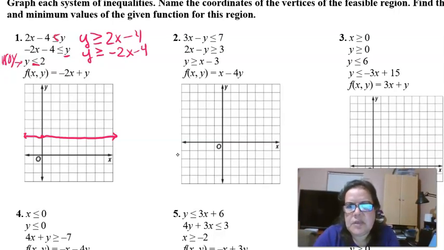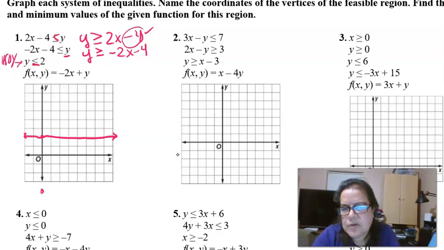So let me do the next one. The first one here has a y-intercept of negative 4. So I'm going to go here to 1, 2, 3, negative 4. And the slope is 2 over 1. So I'm going to rise 2, run 1, rise 2, run 1, etc.